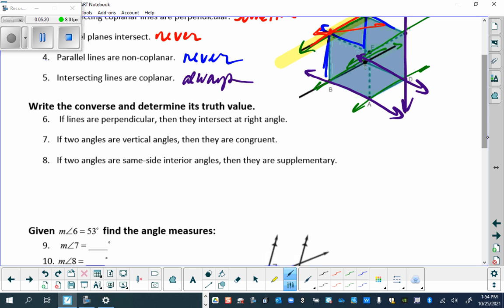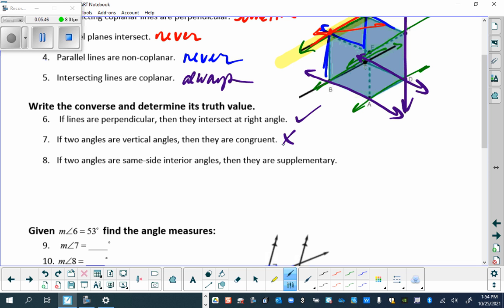So this one's good. If two angles are vertical angles, then they are congruent. Let's switch it around. If two angles are congruent, then they're vertical. Is that always true? No, Dixon says no, it's not always true. I can have congruent angles that are not vertical, so this is not a biconditional statement. That converse does not say the truth.